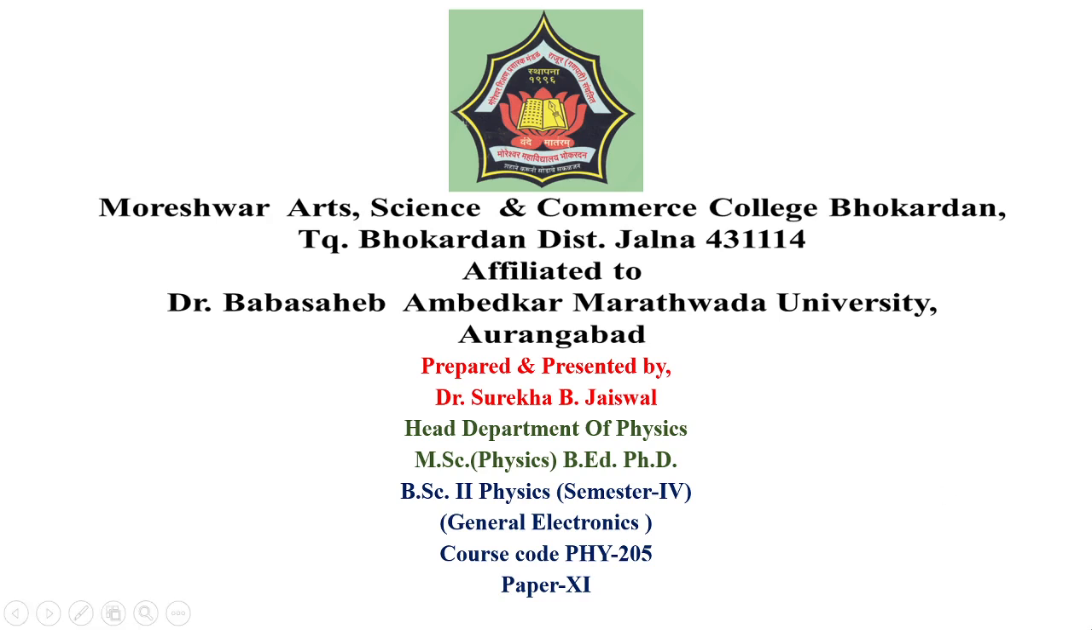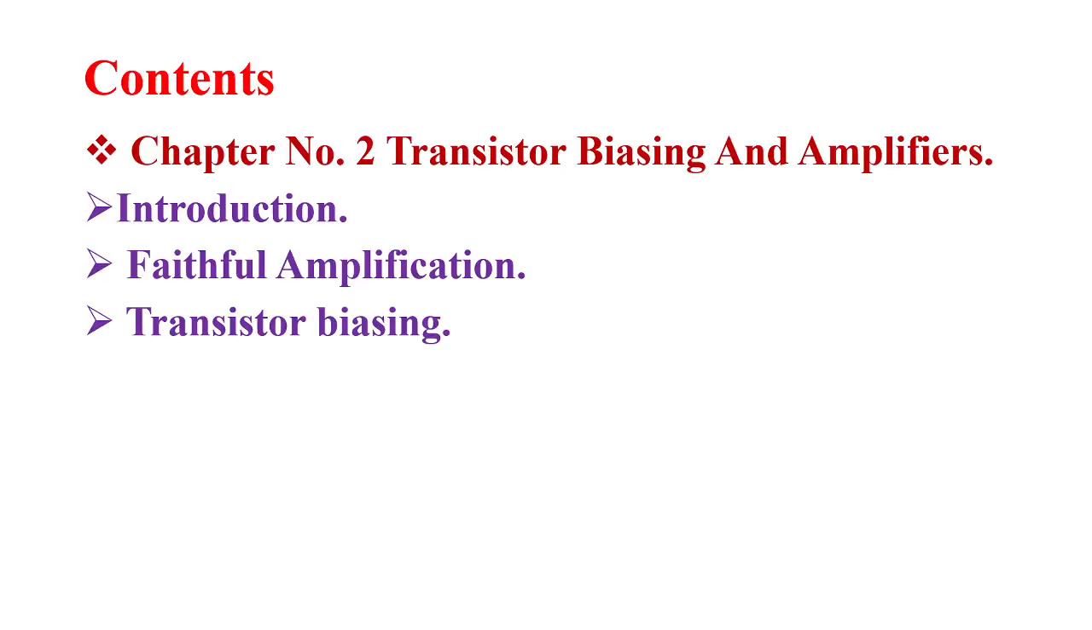Today we will see General Electronics, course code PHY 205, paper number 11, semester 4. Today's topic is in chapter number 2, transistor biasing and amplifier: introduction, faithful amplification, transistor biasing.